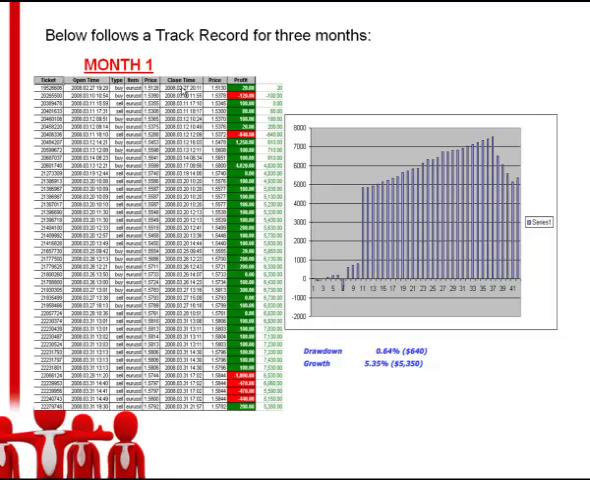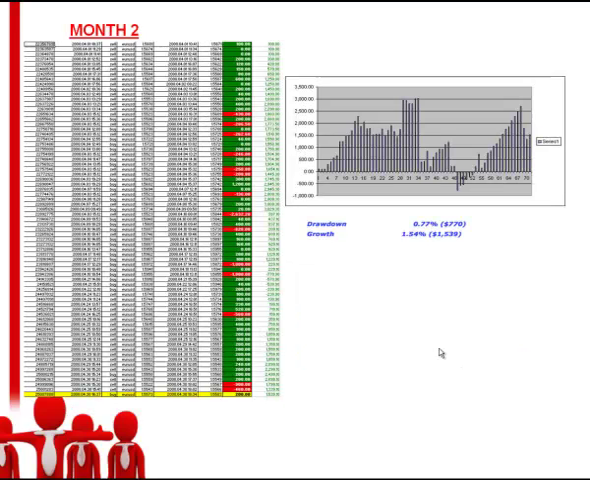Nevertheless, look at this. This is a whole bunch of trades for a particular trading month. We can see here the drawdown was 0.64%, or $640, and the growth was $5,350, or 5.35%. Alright, so even though I made 5.35% for this particular trading month, I must know that I had a drawdown of 0.64%, or $640. Alright, now let's have a look at month 2.